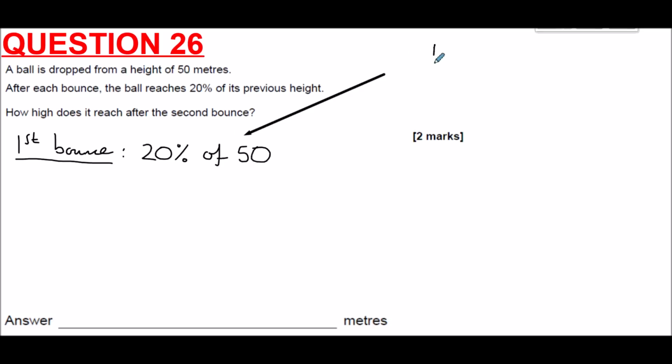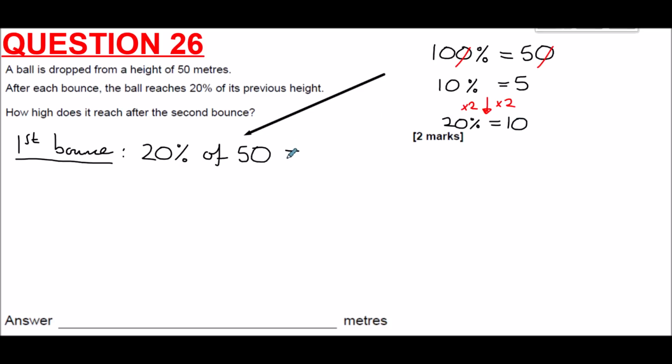20% of 50, well, 100% of 50. 100% of any number is the number itself. If 100% of 50 is 50, then 10% is the same as dividing by 10, or in this case knocking a 0 off each side because both numbers are whole. 10% would be 5. So if I double both sides, multiply both sides by 2, that tells us that 20% would be 5 times 2, which should be 10 metres. 20% of 50 would be 10 metres.